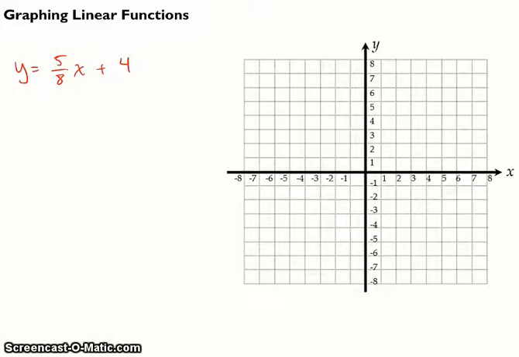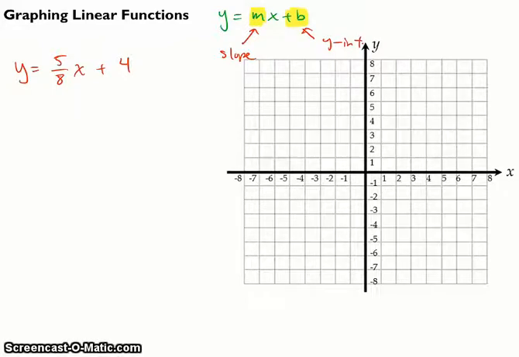So in this video, I wanted to show you guys how to graph a linear function. In this case, we have this function, y equals 5/8 x plus 4. This function is arranged in what we call slope-intercept form. Slope-intercept form is where you have y equals mx plus b, where m is your slope and the b here is your y-intercept. So again, m is your slope, the b is your y-intercept.